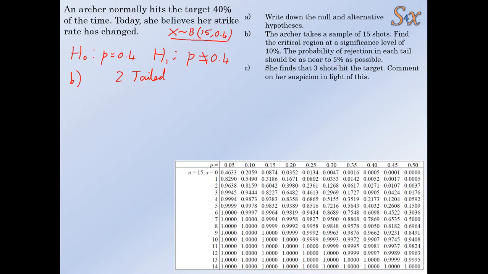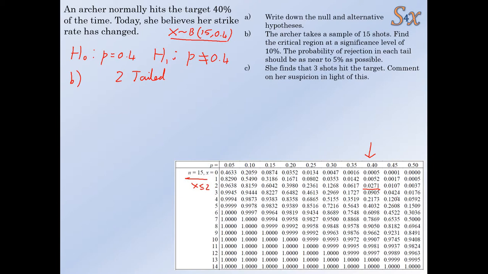So we need to find it in the table now. So I've dug out the table for n is 15. And we're going to look down the column for p is 0.4, which is this one. Okay. And remember, we're going to find two critical regions. We're going to look for the value that's as near to 5% as possible. And if we have a look down, it's this one here, isn't it? The next one up is too big, and this one's the closest to 5%, it's 2.7%. Okay? And if we look across, that's x is less than or equal to 2.